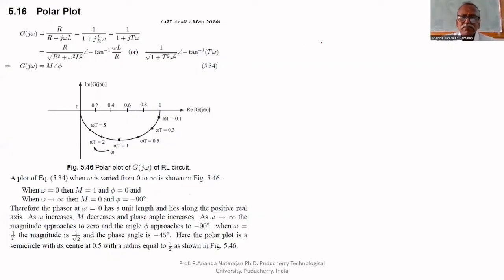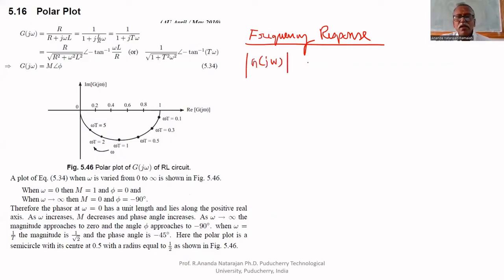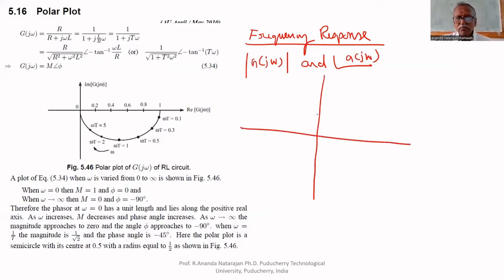We are going to see the polar plot, and polar plot is also a frequency response. It is plotted between the modulus of G of j omega and the angle of G of j omega. That is called a polar plot, plotted in a polar chart. This is called a polar chart.